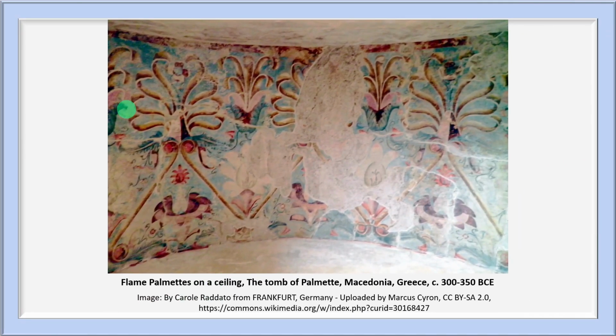Now we have flame Palmettes on a ceiling. This is called the Tomb of the Palmettes because of these Palmettes depicted on the ceiling. And this is from Macedonia, Greece, circa 300 to 350 BCE. Here also the fronds are turning inwards.